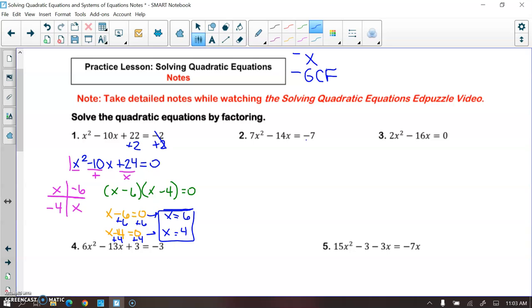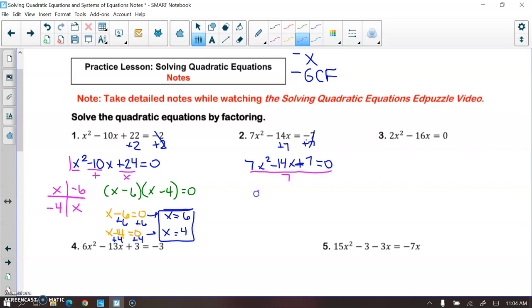We're going to start off by setting this equal to 0. I'm going to add 7 to both sides. So I wind up with 7x squared minus 14x plus 7 is 0. Now, you can go ahead and do the x method. However, there's an easier way to do this one. If you notice that all three of your terms are divisible by a number, then divide by that number. So I'm going to divide everything by 7.